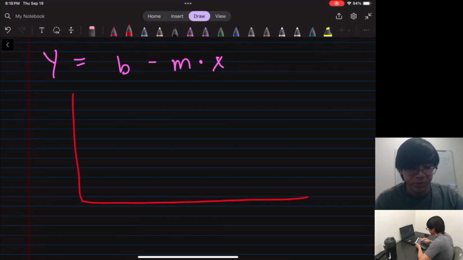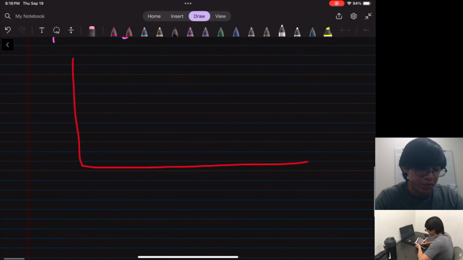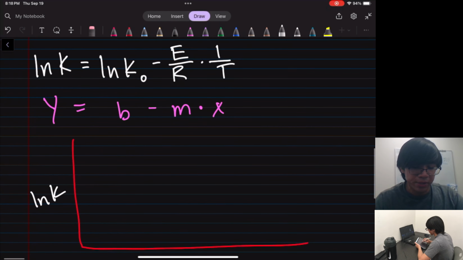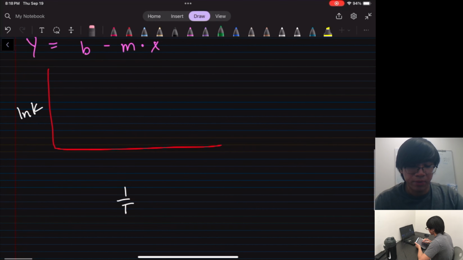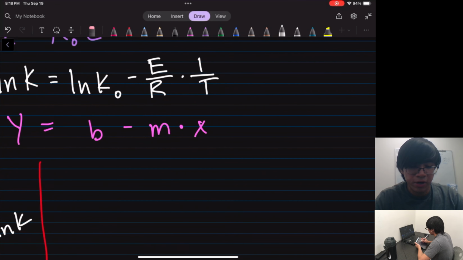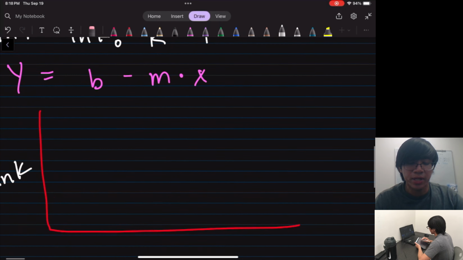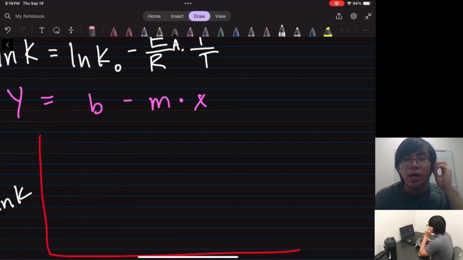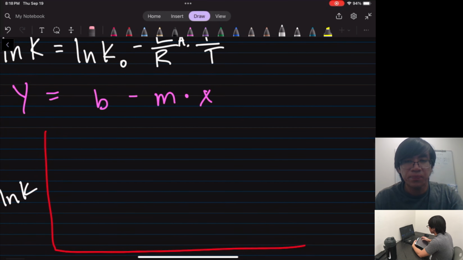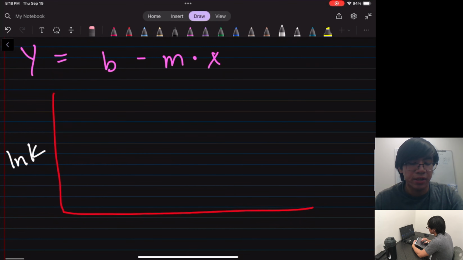Y is the natural log of K, and our x-axis is 1 over T. If you notice, this is the inverse of temperature. So as we move from right to left, that is actually an increase in temperature, the inverse of what you'd normally think. Remember that our EA over R is our slope. I mentioned that a higher activation energy, aka a higher slope, has more sensitivity to temperature.